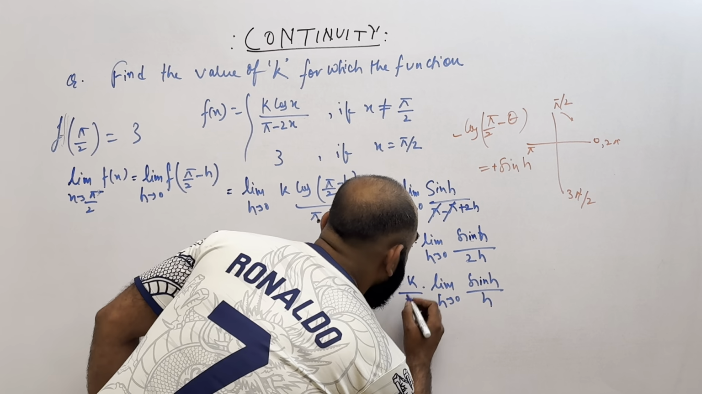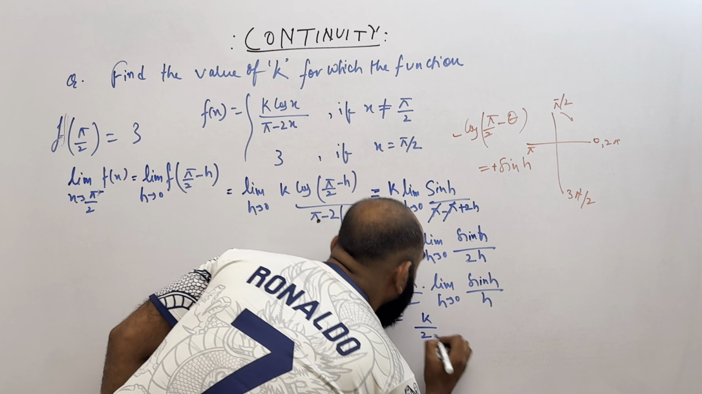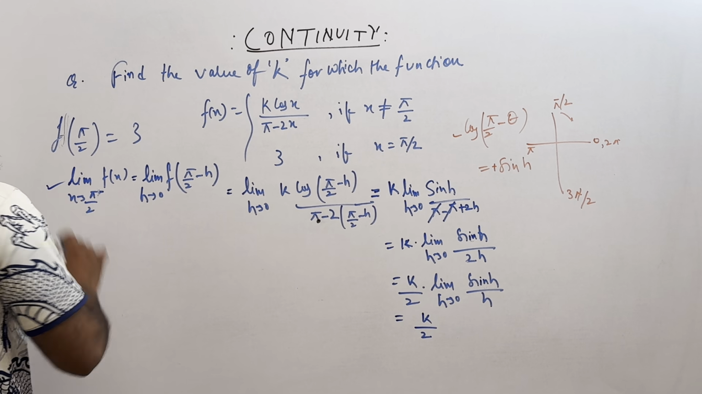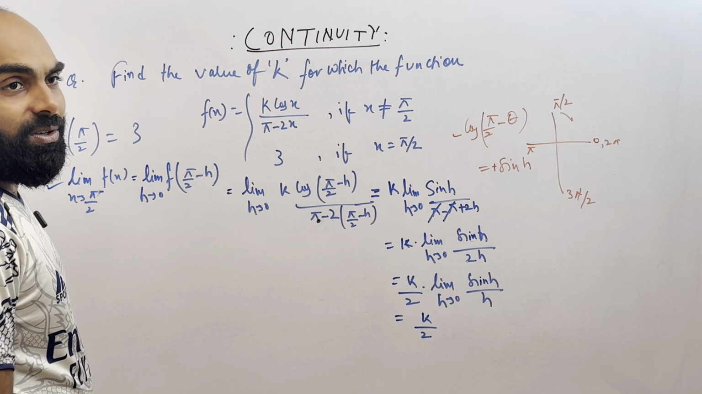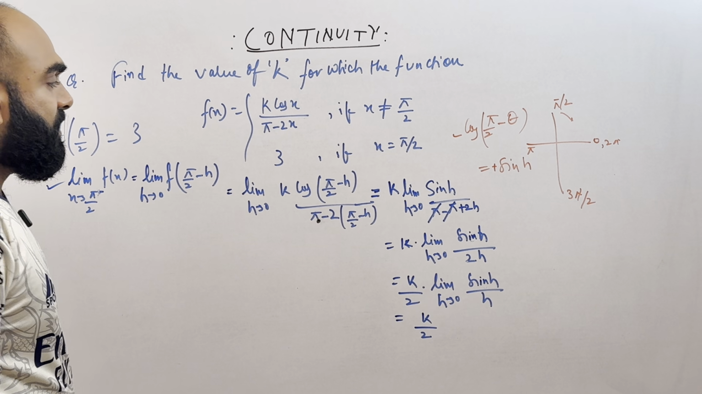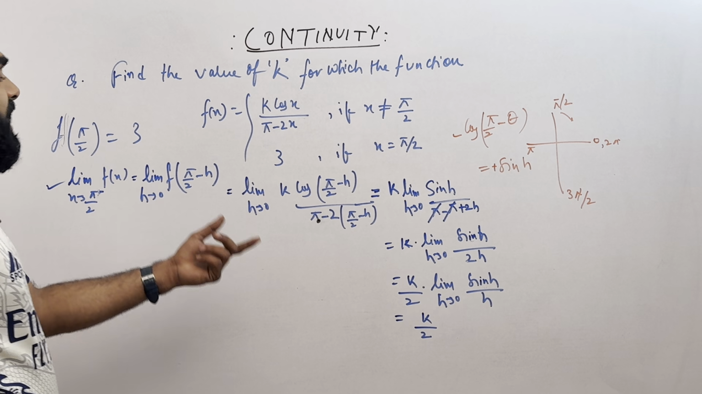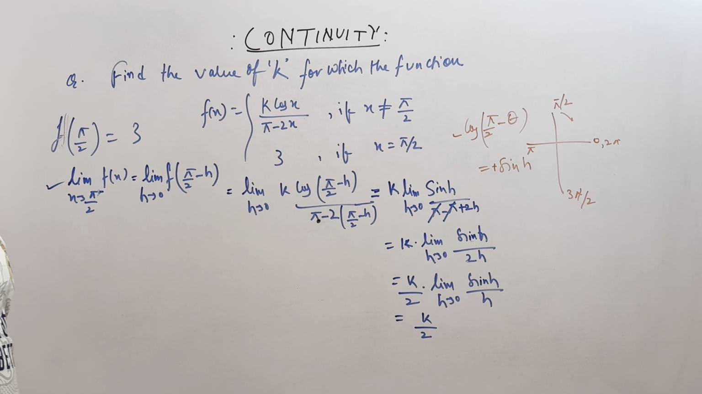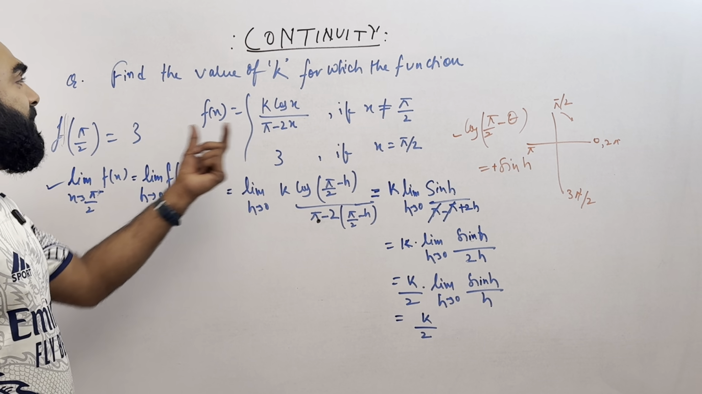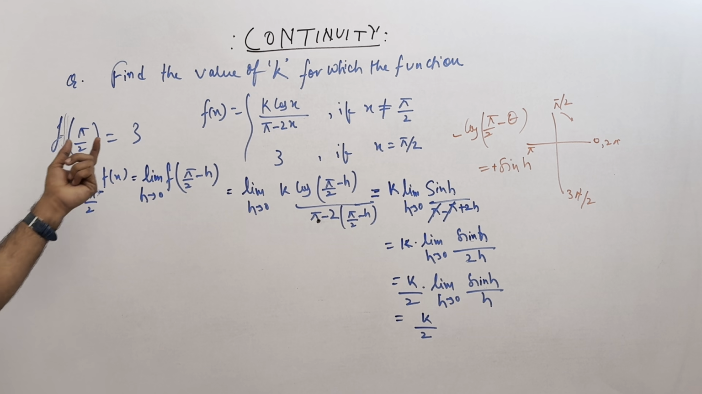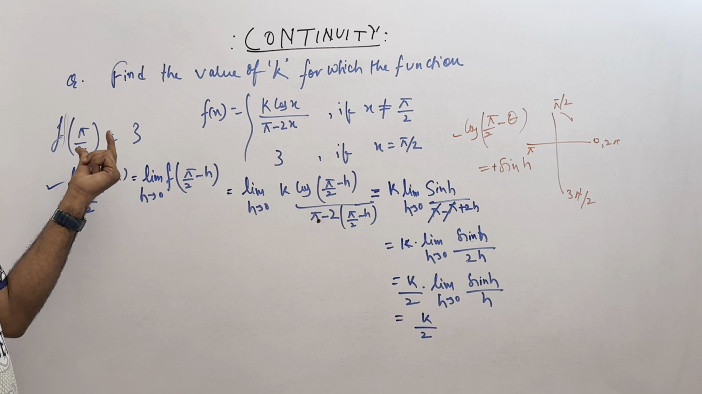So I will write it is k by 2 only. So your left hand limit is coming k by 2. I can equate it here: k by 2 is equal to 3, so k is equal to 6, because I know the given function is continuous. Continuous means this left hand limit is also equal to f of pi by 2.